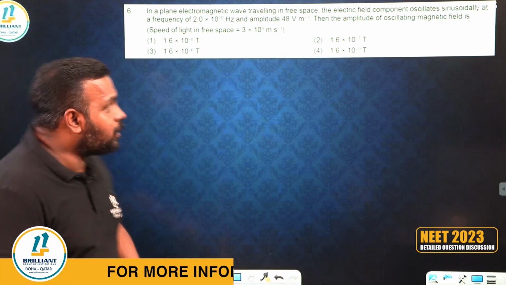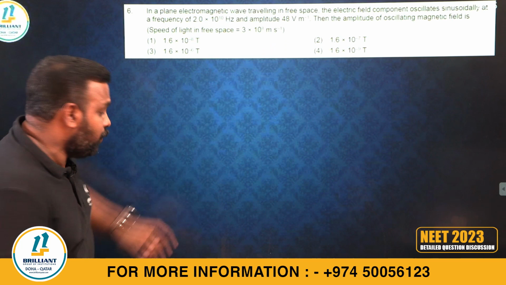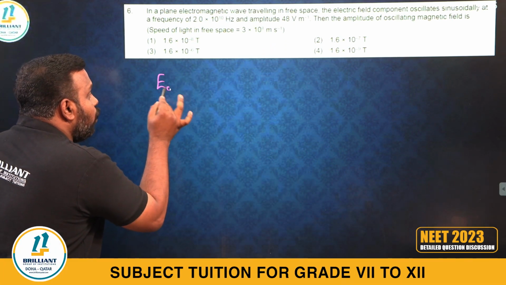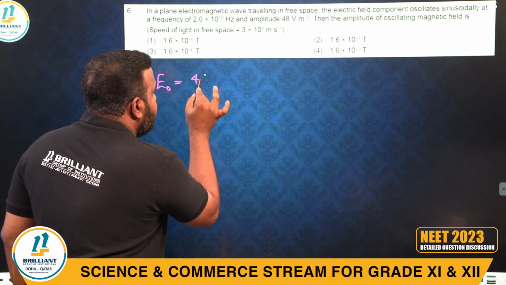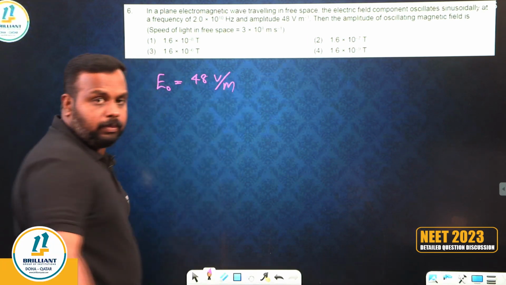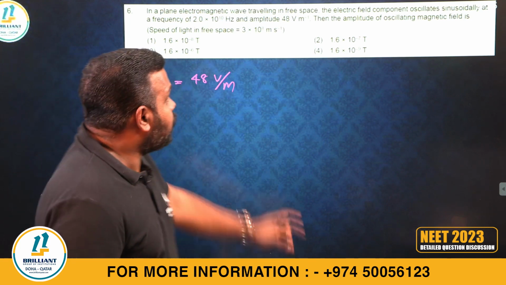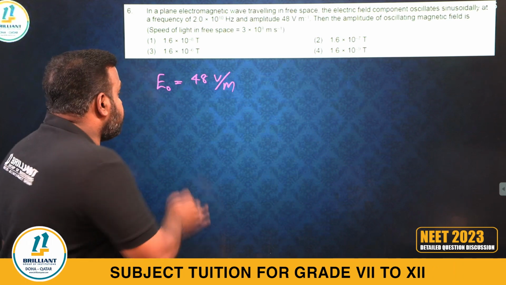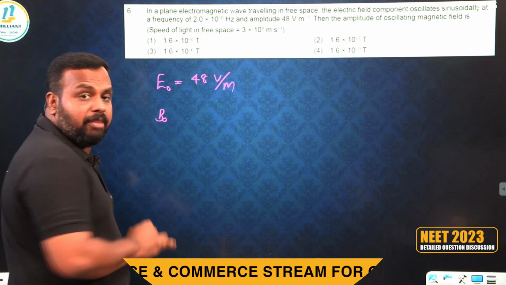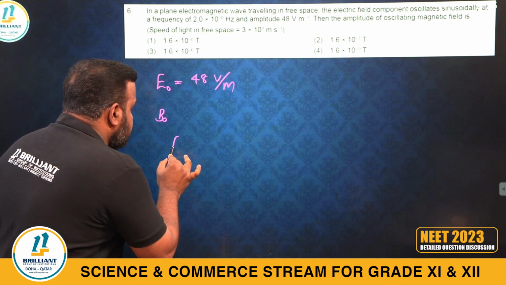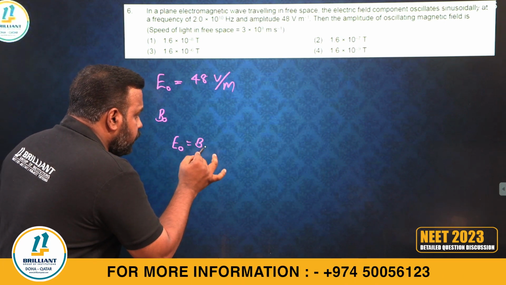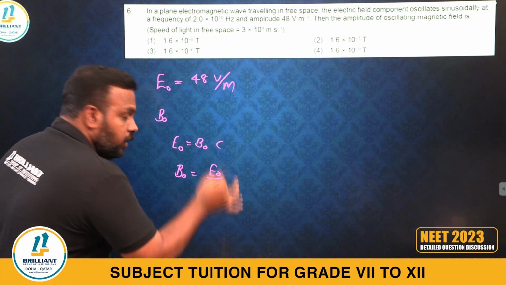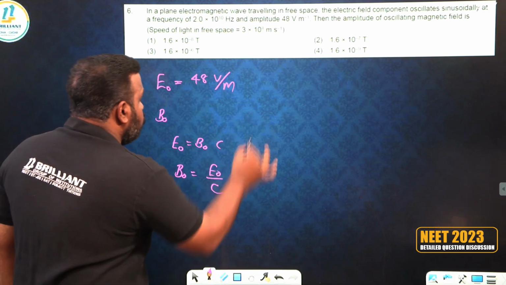In electromagnetic waves, amplitude of electric field is given, which means you know that amplitude of electric field is represented by E naught. E naught is equal to 48 volt per meter. What they are asking, then the amplitude of oscillating magnetic field, that means B naught only they are asking. We have a formula. E naught is equal to B naught into C. That means B naught is equal to E naught by C.